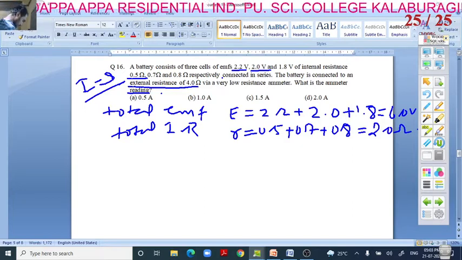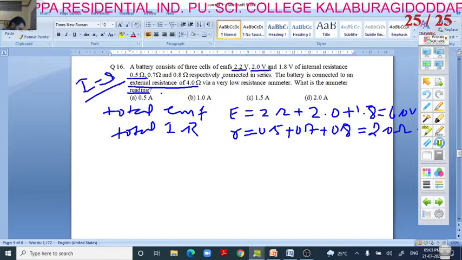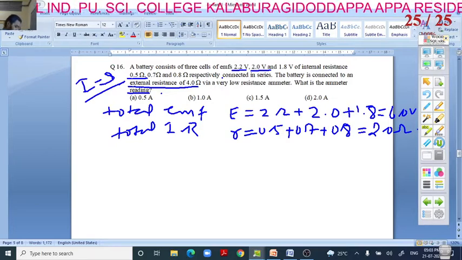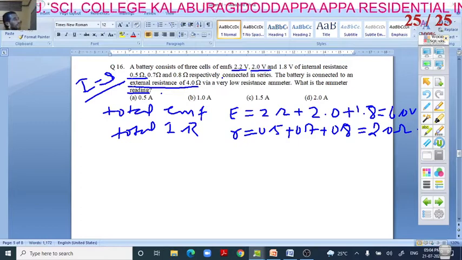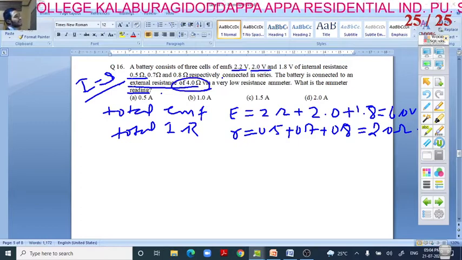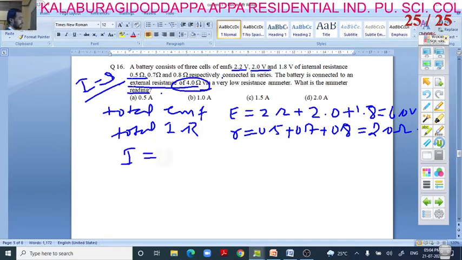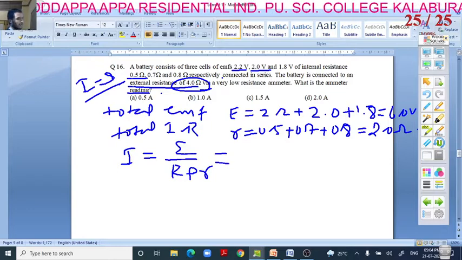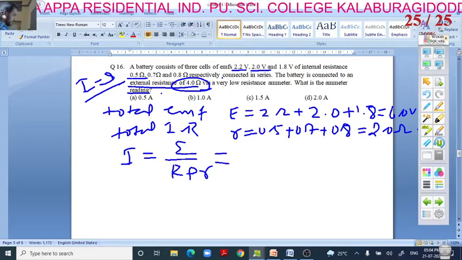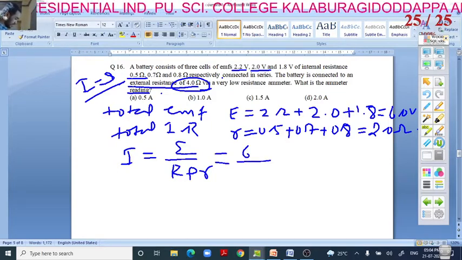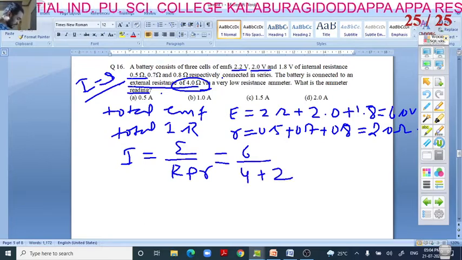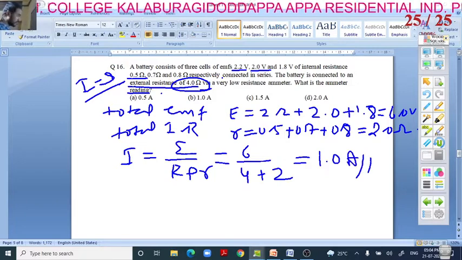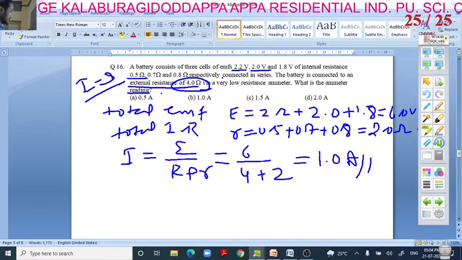Now we have the formula. Now I want to find the ammeter reading when the battery is connected to an external resistance R equal to 4 ohm, right? When the battery is connected with 4 ohm, I is equal to E divided by R plus r. Okay, so now I will substitute: 6 divided by 4 plus 2 is equal to 1.0 ampere, right? This is the solution.